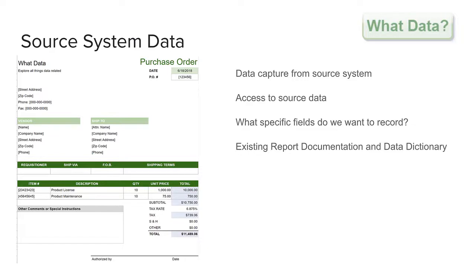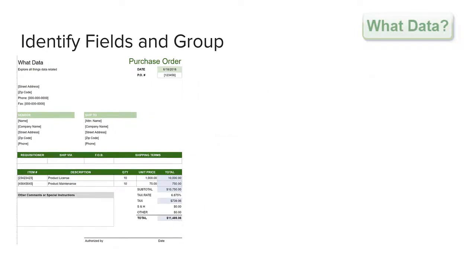However, if no such report is available and we only have the contents of the data report to go on, then we need to work through a process of identifying which fields are relevant to our project. The first step is to identify all relevant fields within the report and to start building our own data dictionary.